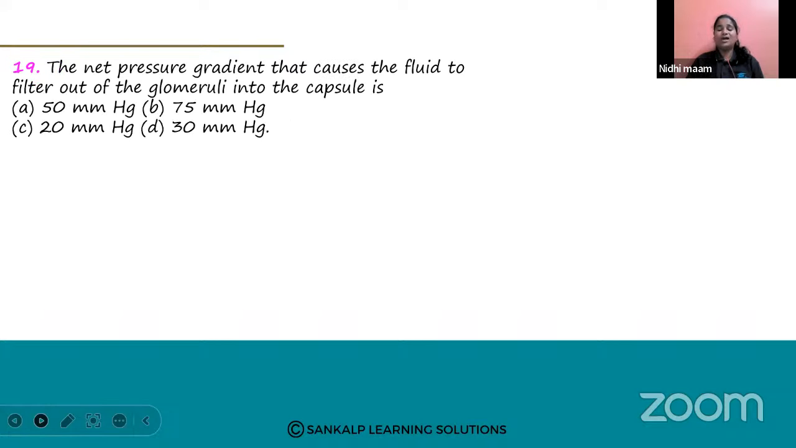Nephron means the functional unit of the kidney. The net pressure gradient that causes the fluid to filter out of the glomeruli into the capsule is? The fluid has to be filtered out of the glomeruli and enter the capsule, so there must be a pressure for that fluid. What is that pressure? 50 mmHg, 75 mmHg, that is the standard pressure. The net pressure you should know is 20 mmHg and 30 mmHg.